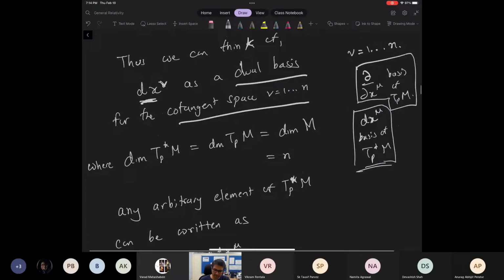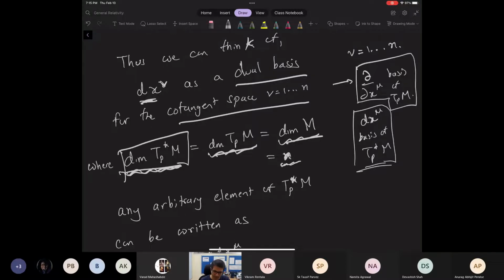Since the bases have the same size, the dimension of the dual vector space at P is the same as the dimension of the vector space at P, which is the same as the dimension of the manifold, where the manifold is locally homeomorphic to Rn, and this is equal to some n. So all of these have the same dimension. This is a dimension of a vector space, and this is a dimension of a manifold. These are very different things, but those dimensions are the same.